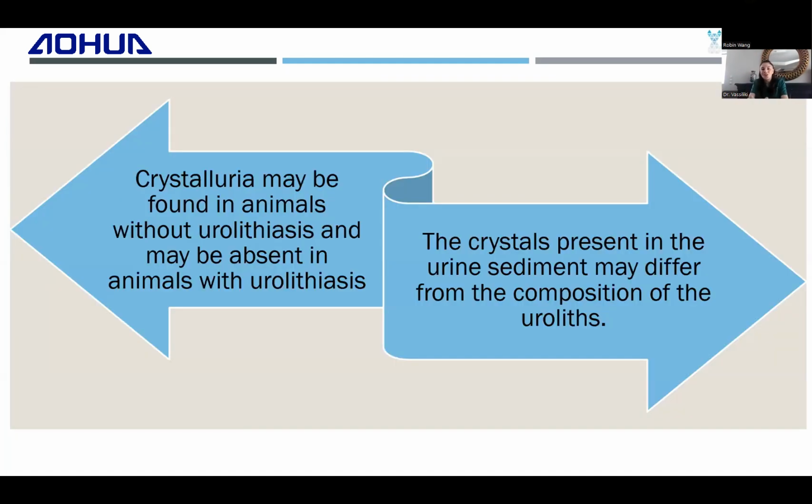So to sum this up, and I hope it wasn't too confusing for everyone, crystalluria may be found in animals without urolithiasis and may be absent in animals with urolithiasis. Okay, that's a bit tricky. And the crystals present in the urine sediment may differ from the composition of the urolith. This is the take-home message that I really want you to remember. Okay.